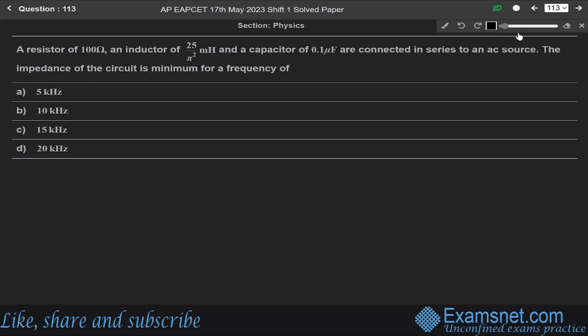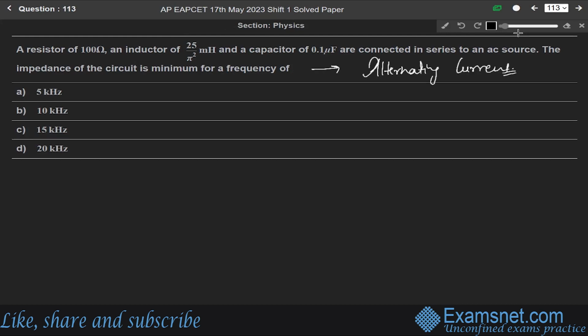Now next question 113. A resistor of 100 ohm, an inductor of 25 over pi square millihenry, and a capacitor of 0.1 microfarad are connected in series to an AC source. The impedance of the circuit is minimum for a frequency of. Okay. So this question is from the chapter of alternating current. Okay.